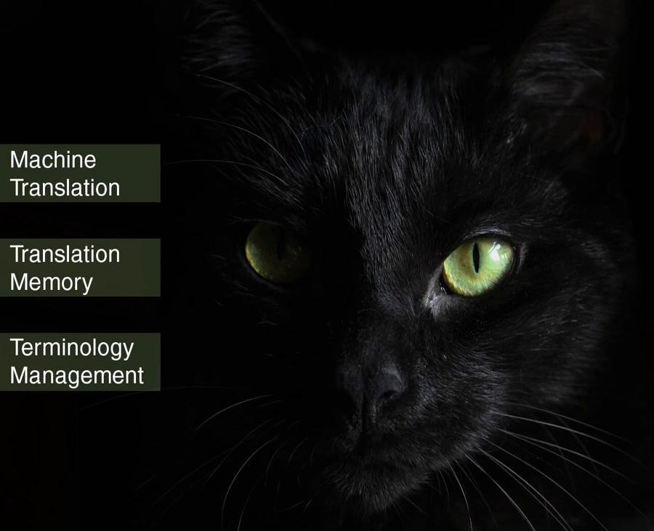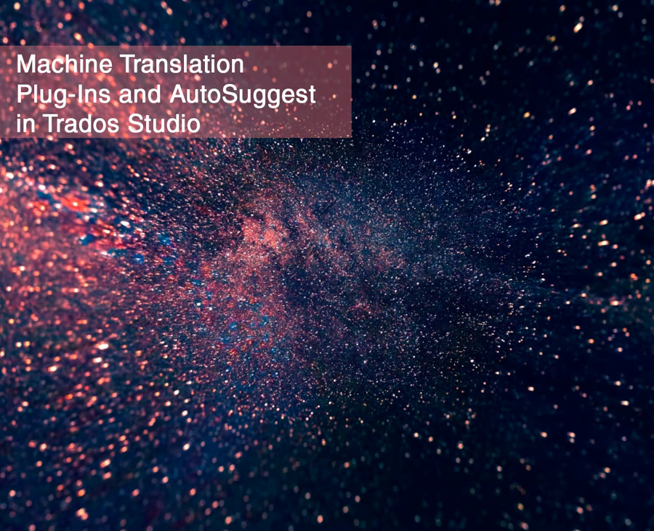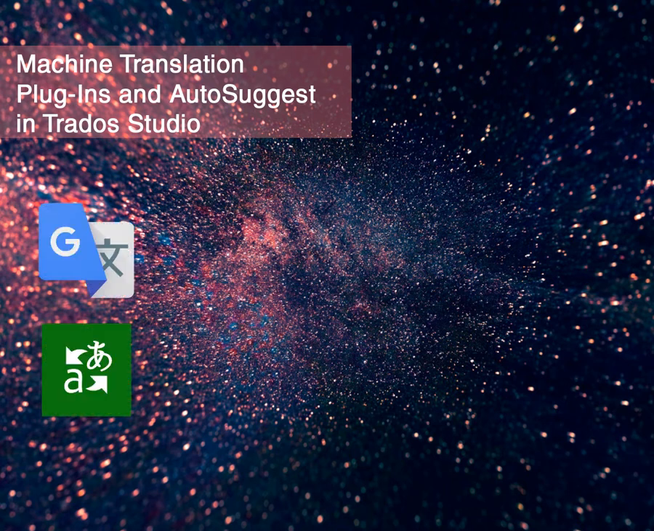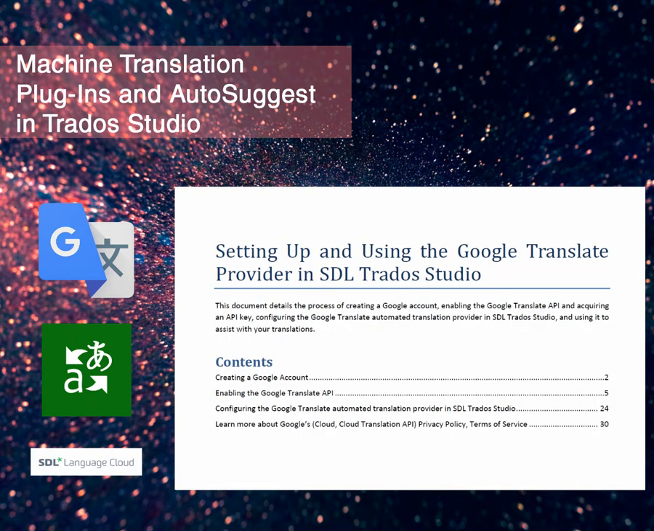You can also refer to our more in-depth documentation on these topics if you need more information. First, let's take a look at machine translation. There are several options for machine translation providers, such as Google Translate, Microsoft Bing Translator, or SDL Language Cloud. We've created a guide for how to set up and use a Google Translate-powered API within Trados Studio, but you might want to consider other options depending on your language pair or preferences.